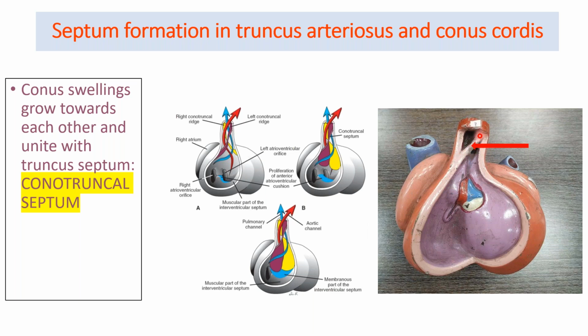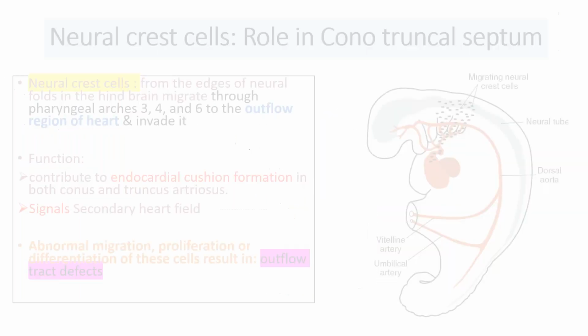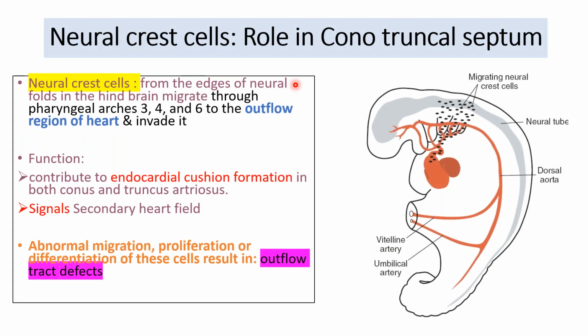And in our department, we have a model which shows the separation of the conotruncal septum. Now, after we have learnt about the conotruncal septum formation, we know why this is important. The conotruncal septum is important to divide the conus cordis into the outflow tracts, and the truncal septum was dividing the aorta from the pulmonary artery.